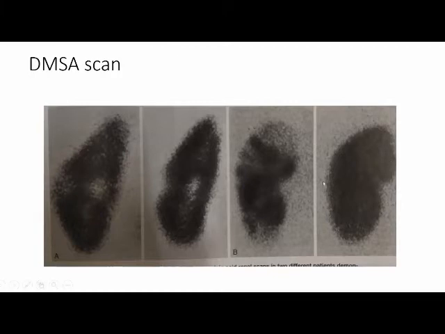So this is how a scar presents in a DMSA scan. And the B imaging on the right side of your screen shows photopenic defects on the polar region, but the reniform architecture of the kidney as such is maintained.